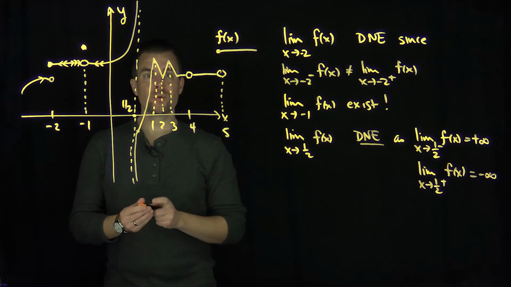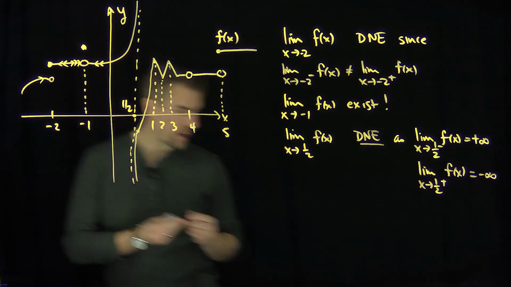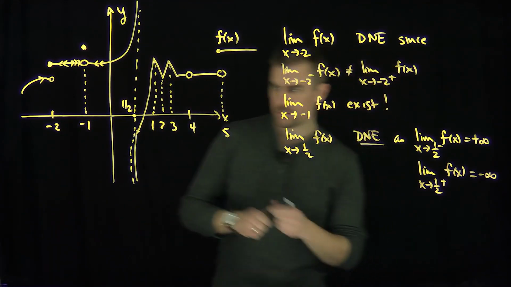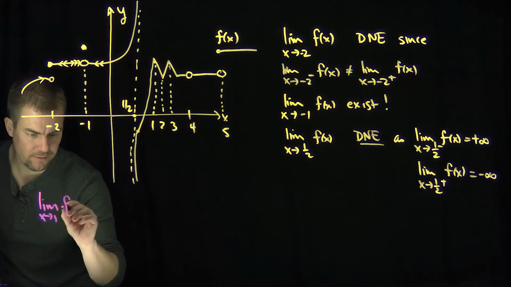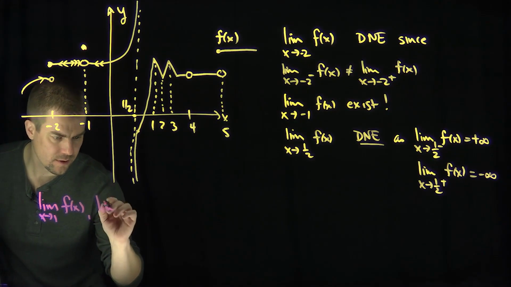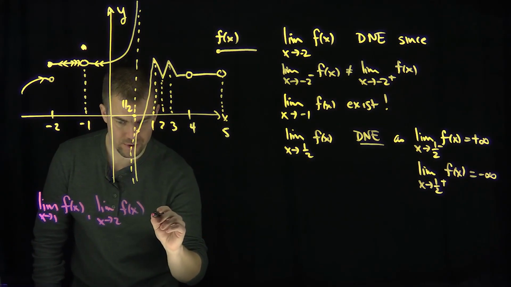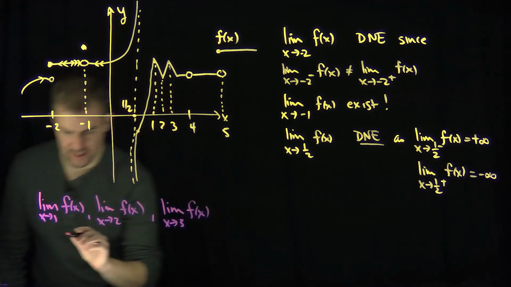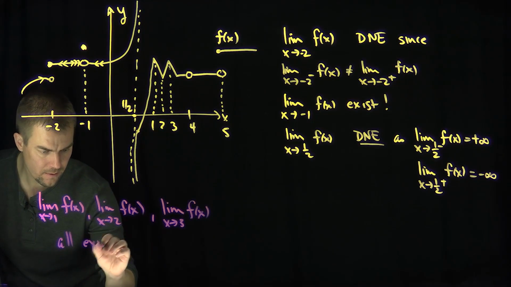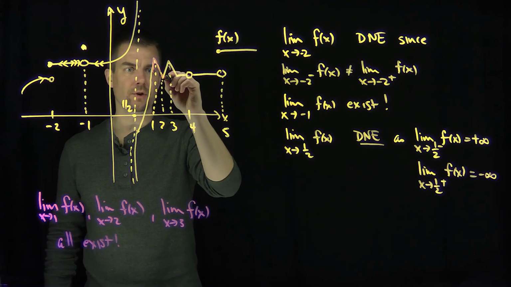Now, the points 1, 2, and 3 are interesting points. The limit as x approaches 1 of f of x, the limit as x approaches 2 of f of x, and the limit as x approaches 3 of f of x all exist. Okay, there's nothing wrong there. It's a smooth transition at those points.